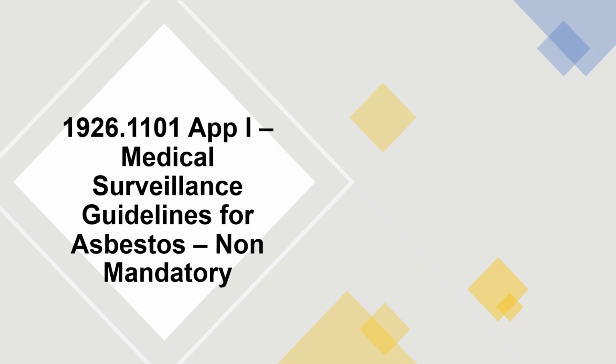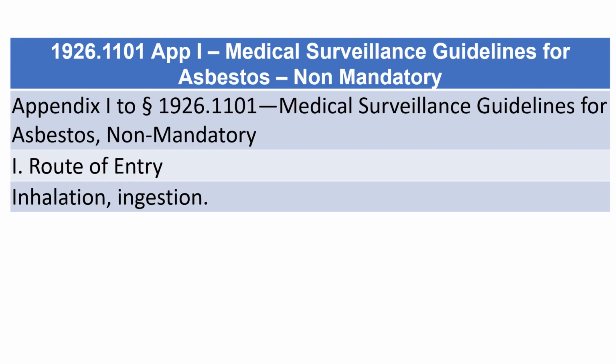1926.1101 Appendix I. Medical Surveillance Guidelines for Asbestos, non-mandatory. Appendix I to Section 1926.1101 Medical Surveillance Guidelines for Asbestos, non-mandatory. 1. Route of entry. Inhalation, ingestion.